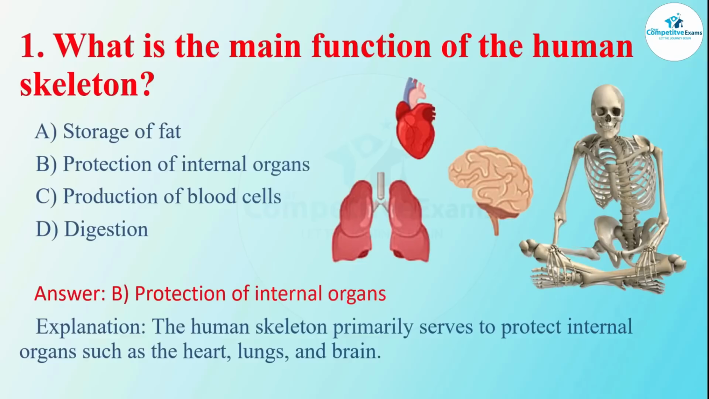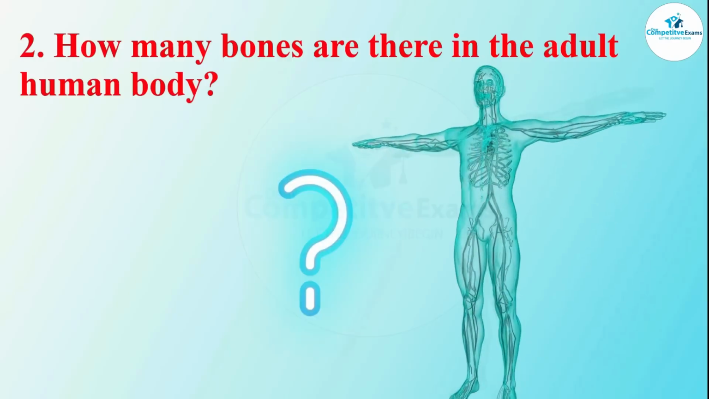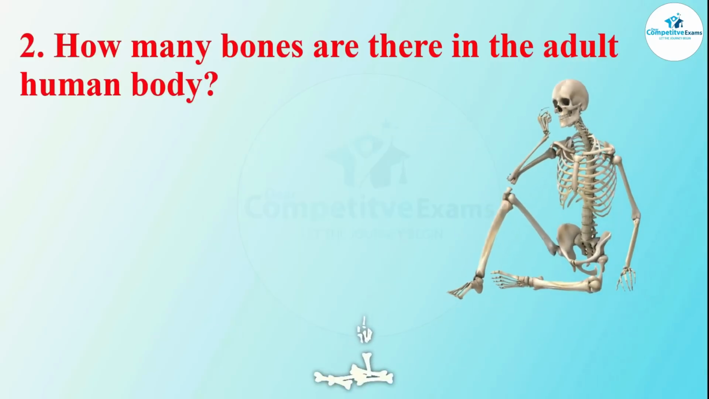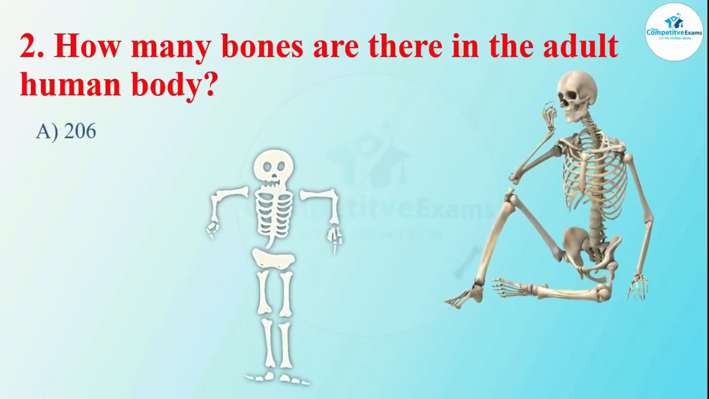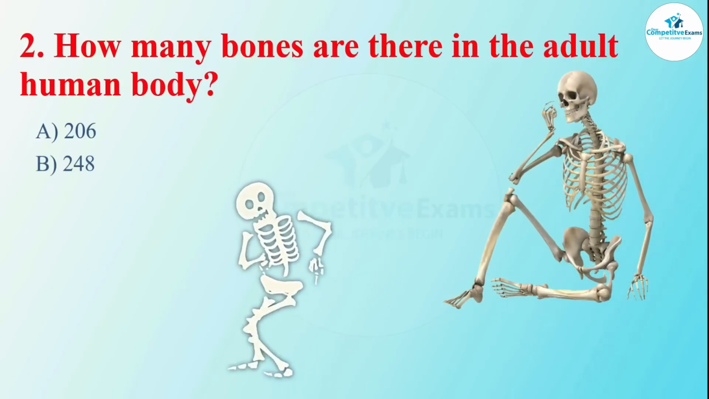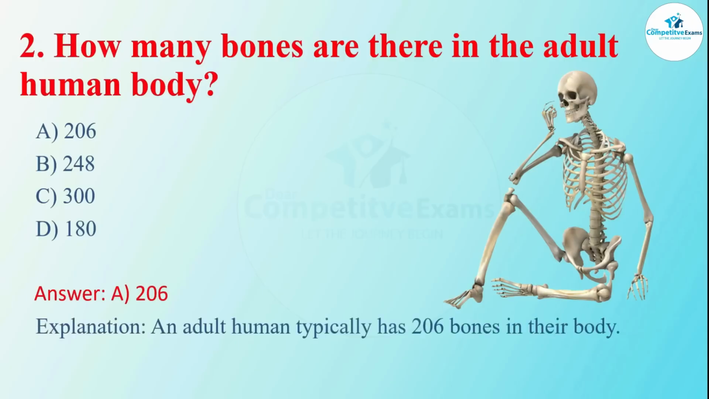Right? Let's move on to question number 2. How many bones are there in the adult human body? Your answers are 206, 248, 300 and 180. The right answer is 206. An adult human typically has 206 bones in their body.